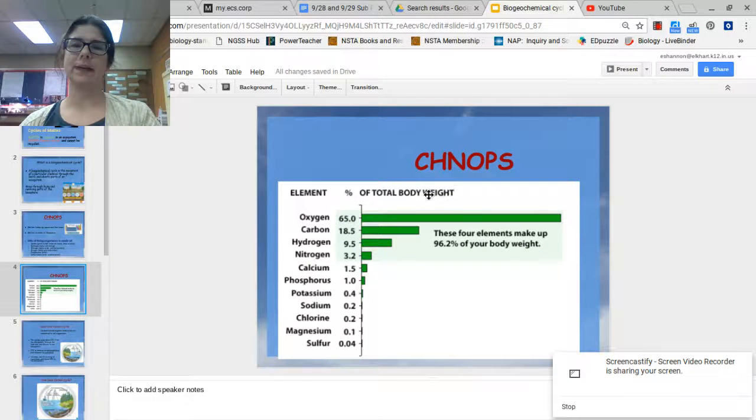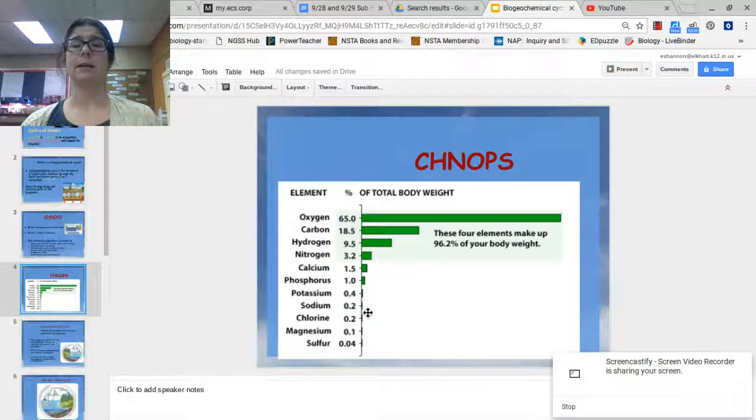We can even break this down. 65% of our total body weight is oxygen. And so oxygen and carbon are probably the most well-known. Hydrogen and nitrogen are frequently known by students too. Calcium you hear about, like with milk, for instance, phosphorus, potassium. So you've probably heard about a lot of these elements.